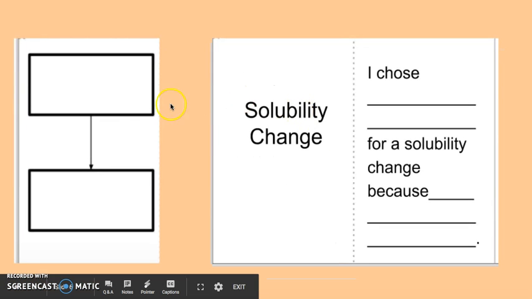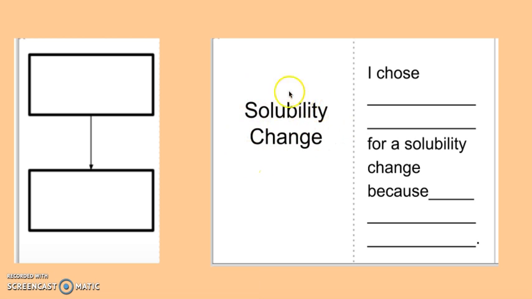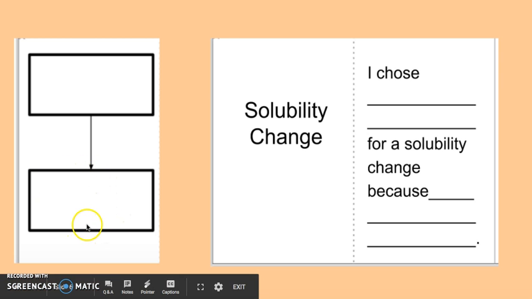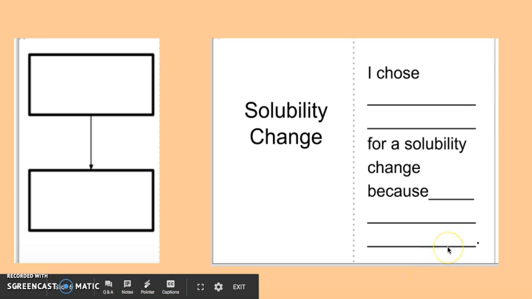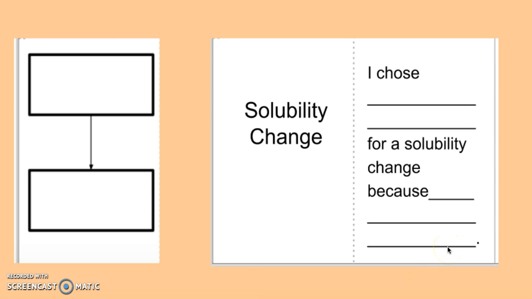All right, students, next, our bottom door is for solubility. You need to look and see, what does solubility mean? We did an example with Kool-Aid, so you cannot do Kool-Aid. But right here, I would draw a picture of some Kool-Aid and then maybe a picture of a beaker of water. Then I would draw a picture of what happens to that Kool-Aid after solubility happens. Then you would write, I chose mixing Kool-Aid for solubility change because, and you tell us why. Press pause. Press play when you're ready to go on.